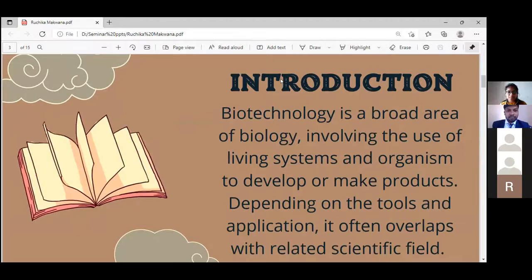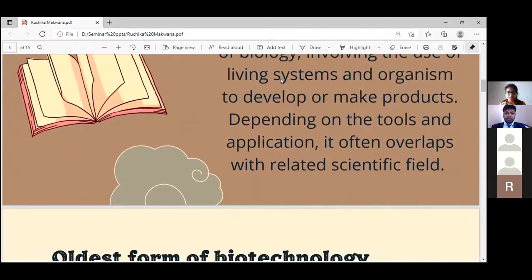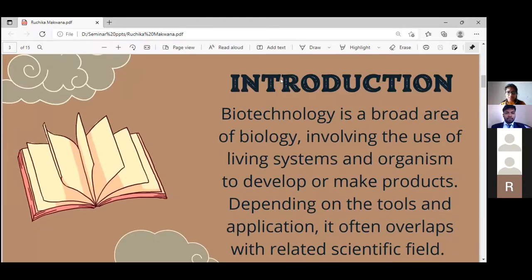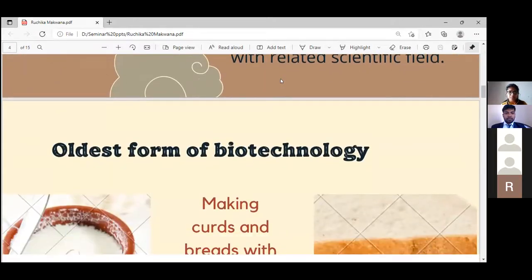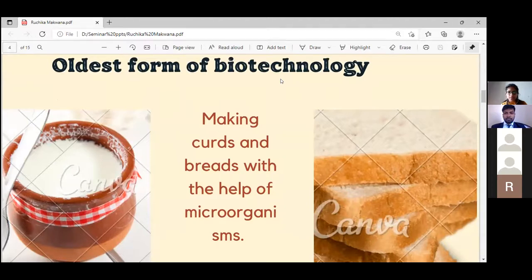Now, the first question that will come to your mind is, what is biotechnology? Biotechnology is a science that is based on biology. So let's see the definition of biotechnology. Biotechnology is a broad area of biology involving the use of living systems and organisms to develop or make products. Depending on the tools and application, it often overlaps with related scientific fields. Then we see the oldest form of biotechnology. Next slide. Making curds with lactobacillus bacteria and bread with the help of microorganisms is the oldest form of biotechnology.